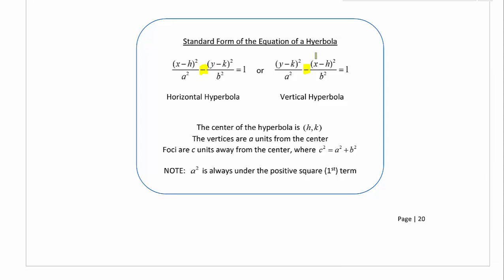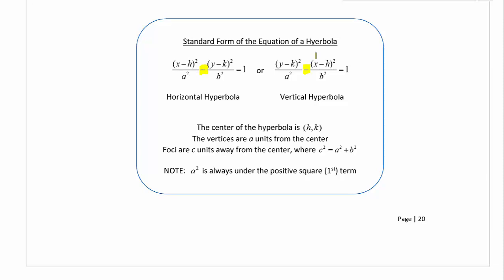you have a hyperbola opening in the horizontal direction or a hyperbola opening in the vertical direction. Your a squared is always under the positive squared term, or it's always the first term. So that's how you know which direction it's opening. If x is first, it opens in the x direction horizontally. If y is first in your equation, it's going to open in the y direction or vertically.